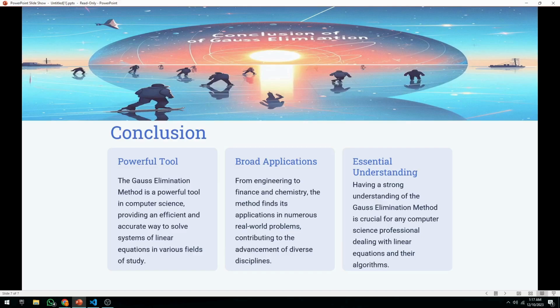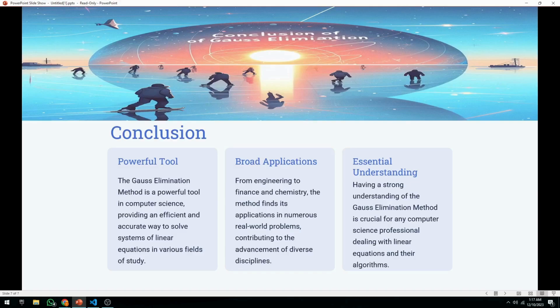And if we talk about essential understanding, having a strong understanding of the Gauss elimination method is very crucial for a computer science professional, and it helps in dealing with linear equations and their algorithms. So that's the applications of the Gauss elimination method. Then we have advantages and limitations, and in the last we have studied the conclusion.